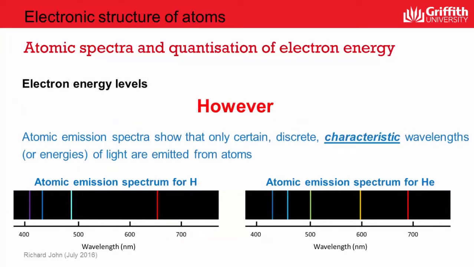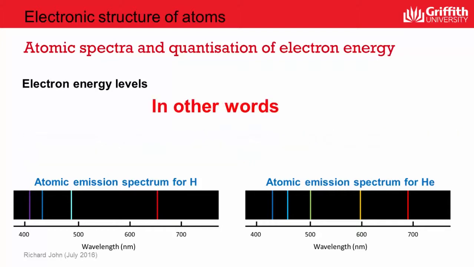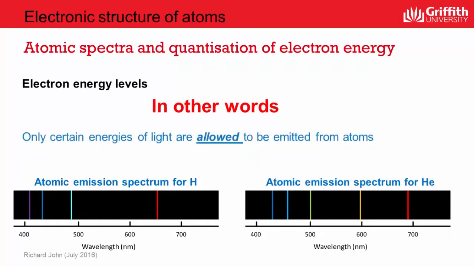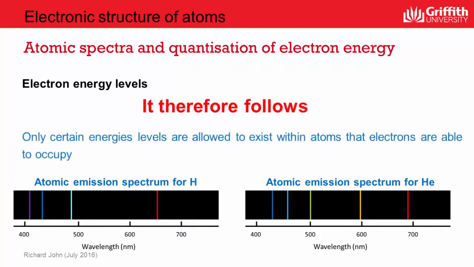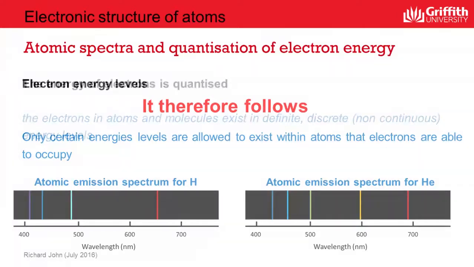However, atomic emission spectra show that only certain discrete characteristic wavelengths or energies of light are emitted from atoms. So in other words, only certain energies of light are allowed to be emitted from atoms. It therefore follows that only certain energy levels are allowed to exist within atoms that electrons are able to occupy.